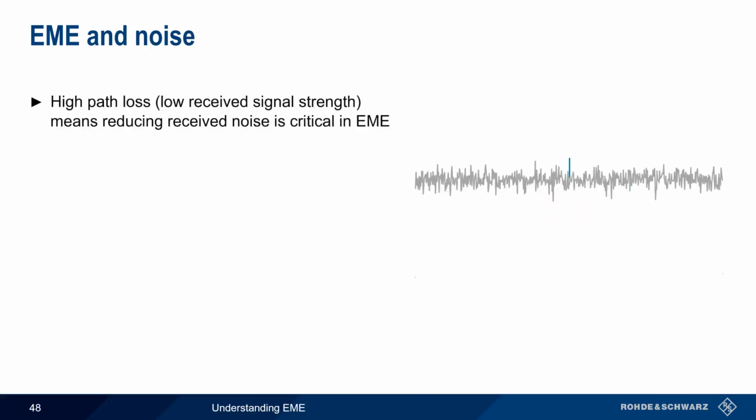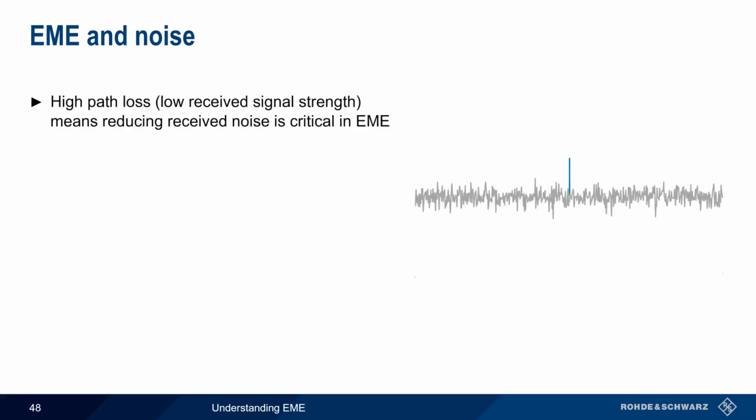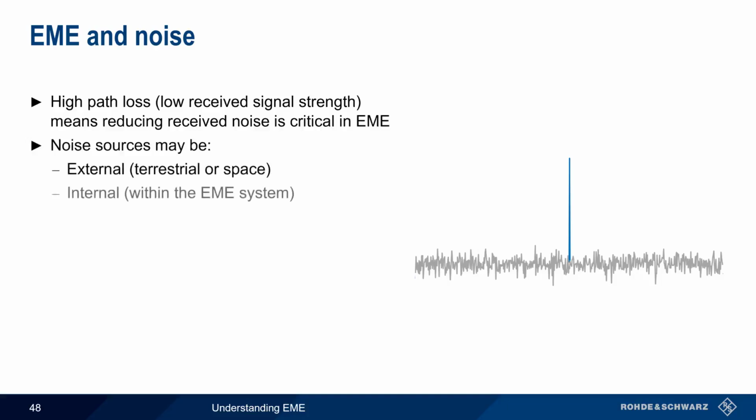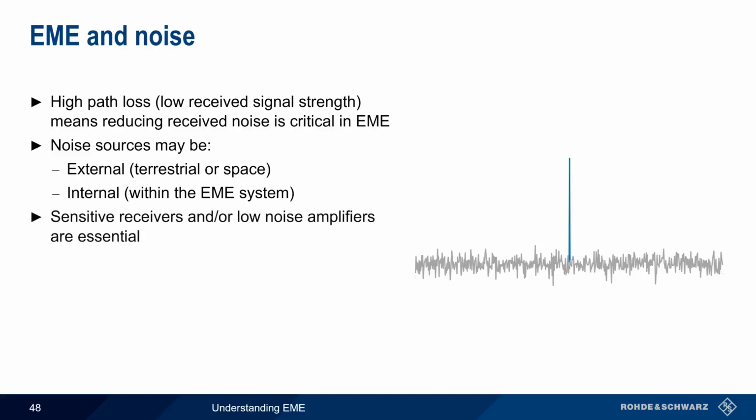The high EME path loss also means that reducing received noise is critically important in EME. Like most other forms of radio communication, noise in EME can be from external sources, in this case either on the Earth or in space, or the noise may be internal, that is, generated from components and devices within the EME system or receiver itself. Since the received signals can be very small, using sensitive receivers and low-noise amplifiers is vital in EME, with noise figure often being the most important figure of merit when building an EME system.